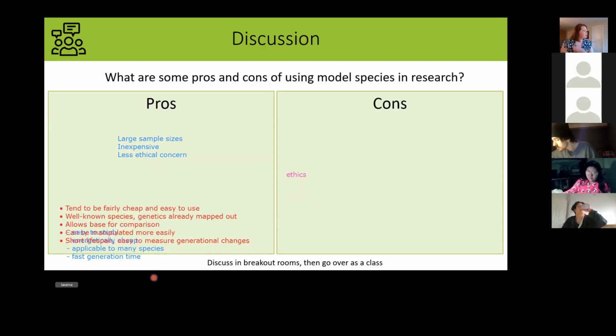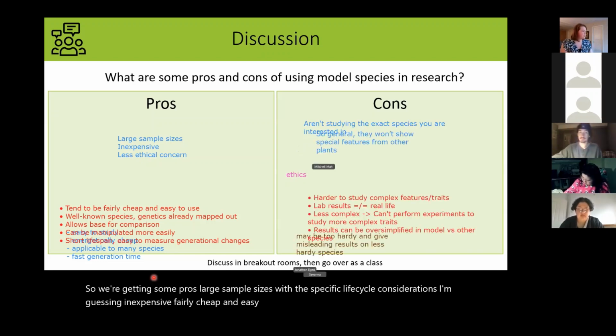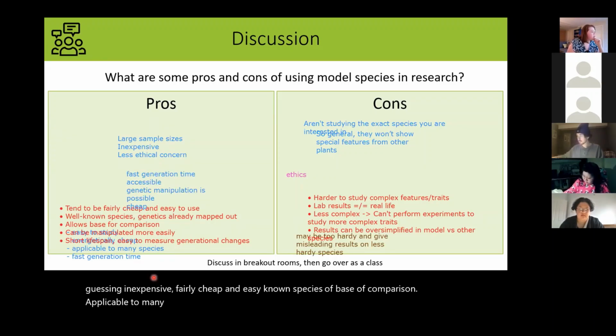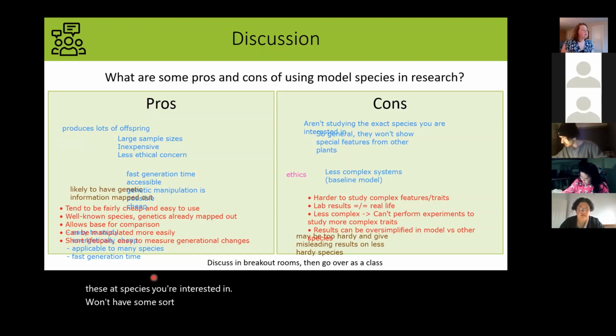So we're getting some pros: large sample sizes, with the specific life cycle considerations, I'm guessing. Inexpensive, fairly cheap and easy, well-known species, a base of comparison, applicable to many species, fast generation time. On the con side, you might not be studying the exact species you're interested in, and won't have some sort of special features you might be interested in.